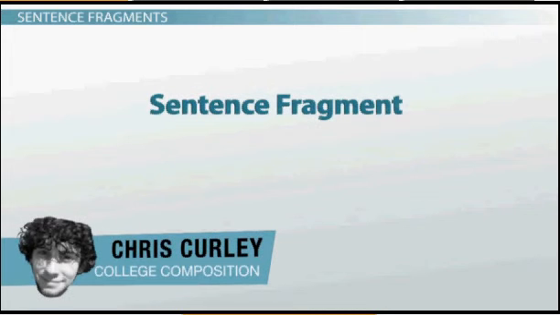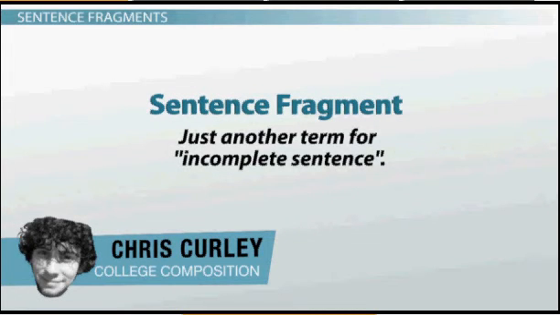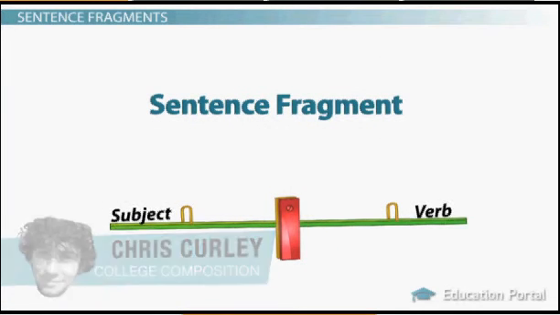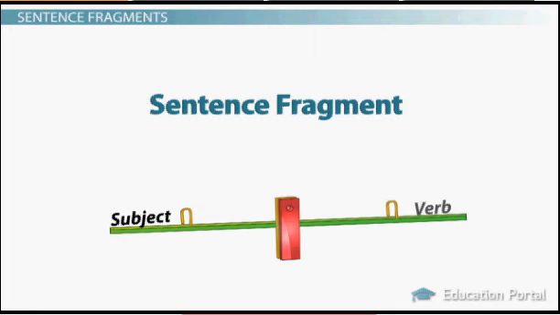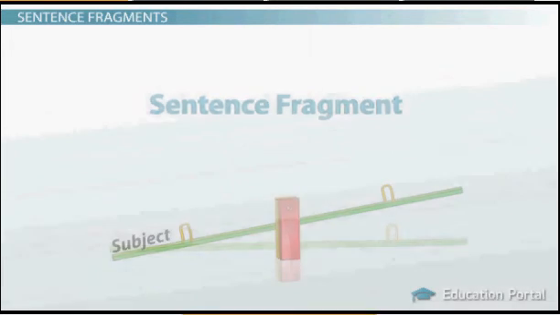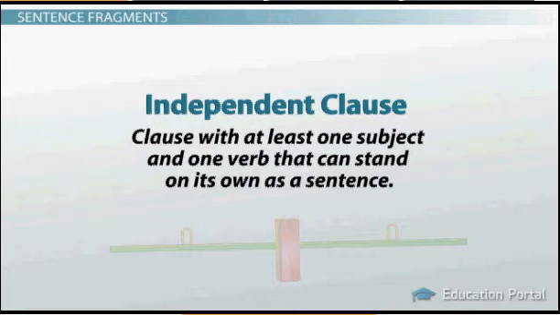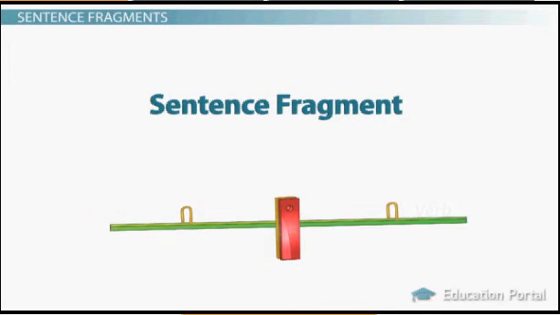A sentence fragment is just another term for incomplete sentence. As the name indicates, it's merely a piece of a sentence that can't stand on its own. As you might remember, all sentences need to have at least one independent clause. That's a clause with at least one subject and one verb that can stand on its own as a sentence. So the best way to determine if your sentence is a fragment is to try to find this independent clause. If there isn't one, well, voila, an undercooked egg of a sentence.